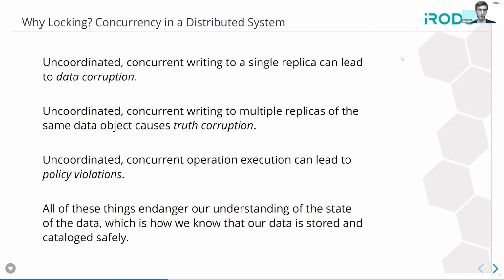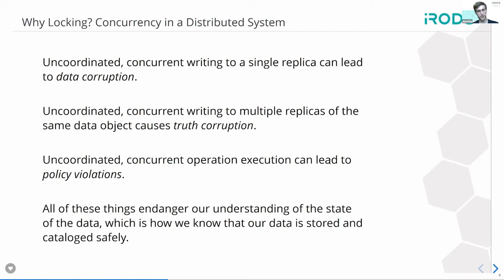Finally, uncoordinated concurrent high-level operation execution as a result of policy can lead to policy violations. So this might look like, I wanted 2 replicas instead of 3, but multiple concurrent agents are coming in and performing hierarchy resolutions, or voting as you might know it, and coming up with different results, which leads to concurrent replications, which leads to extra replicas, as an example.